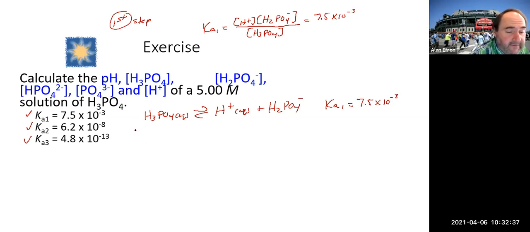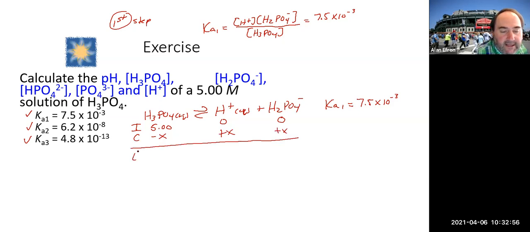How do we do this? Well, we do it just like everything else. We do an ICE table. So initially we would have 5 molar. This guy here would be 0, and this guy here would be 0. And again, we're pretty much just working on the first H plus. It's going to be minus X, plus X, plus X. And that means at equilibrium, we would have 5 minus X, X, and X in this particular case. First off, any questions on the table, now that I got the right things written there?